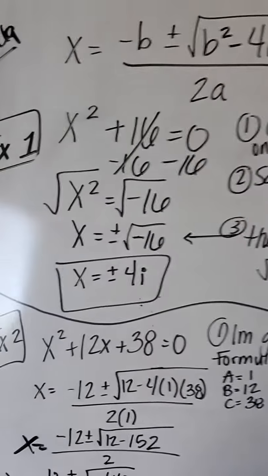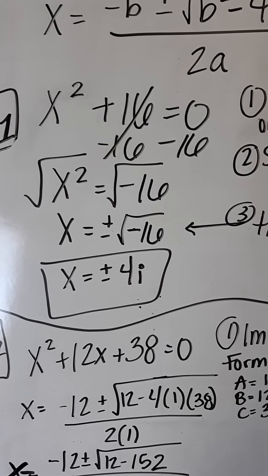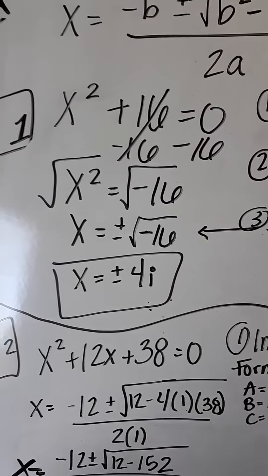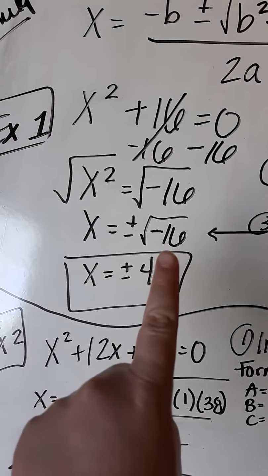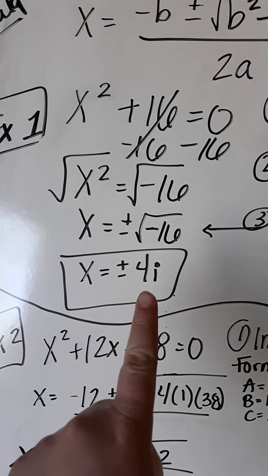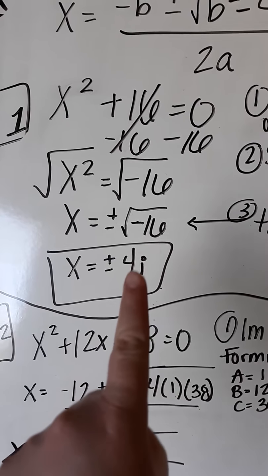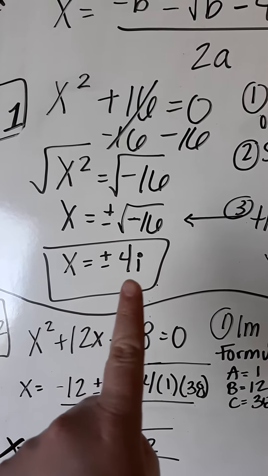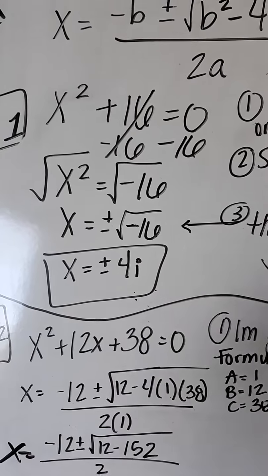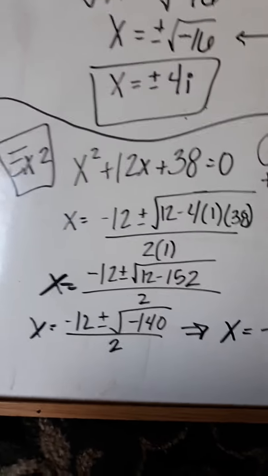So going back over here, instead of negative 16, it turns into an i for imaginary. Okay, so the square root of 16 is 4. 4 times 4 is 16. Then I keep plus or minus 4i, and that's my answer. Okay, let's go down to the second example.